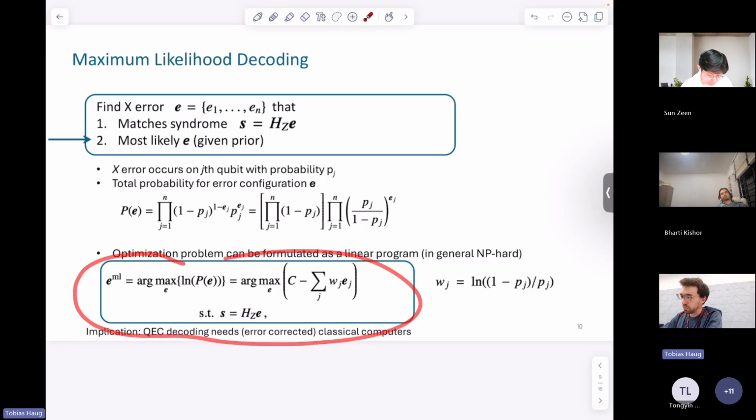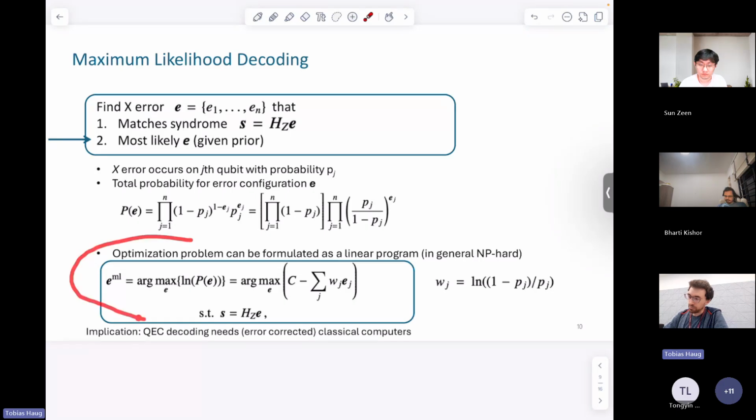You can show this is a linear program, and people have shown this is in fact an NP-hard problem. So in the worst case, solving this problem is intractable. It will take exponential time. And this actually has some very funny implications. Whenever we want to do decoding on a quantum computer, we need to run a classical optimization problem, right? And this classical optimization problem, we need to solve correctly, because if we make errors, then we're in trouble.